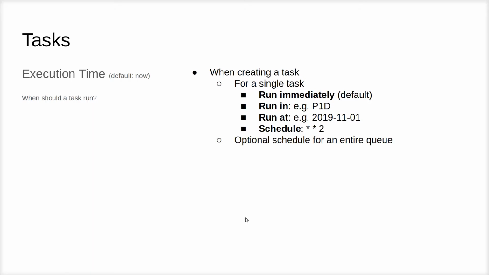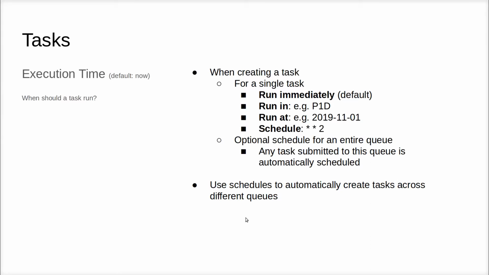You can also set a schedule for an entire queue. So either you set it on the task, or you can say any task submitted to this queue should follow a particular schedule. And then again, you use the cron syntax to indicate what it is. You can also use schedulers separately, and they will actually create tasks across different queues if necessary.